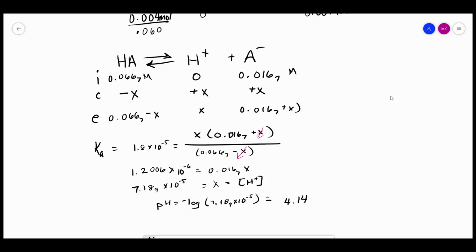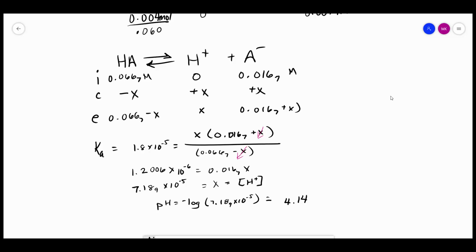So let's just double check. Let's use that 5% rule and see if simplifying was okay. In order to use that 5% rule, I take my x value, 7.189 times 10 to the negative 5th, and I divide it by the smaller of my initial concentrations. So I'm going to call that 0.0167, to find out if this was a valid assumption to make. Divided by 0.167. Multiply it by 100, and I actually get 0.4. So it was definitely a valid assumption. We can definitely simplify that.